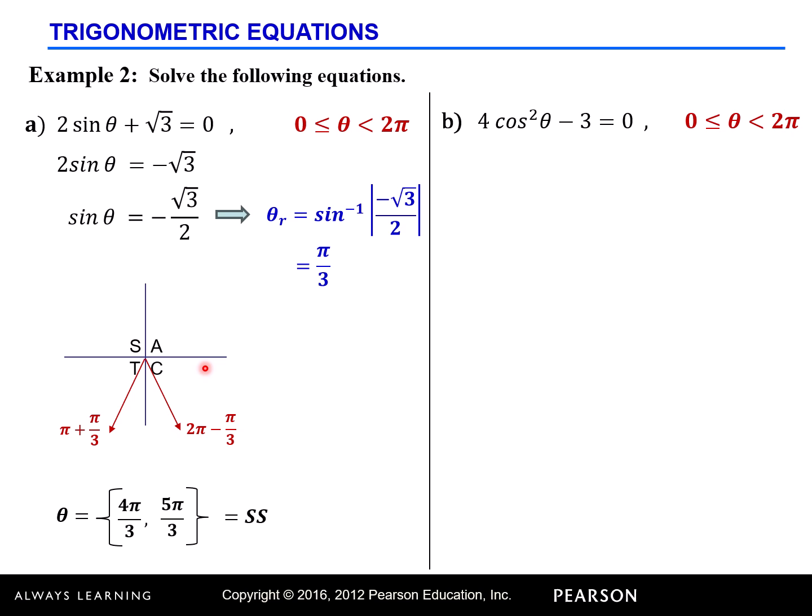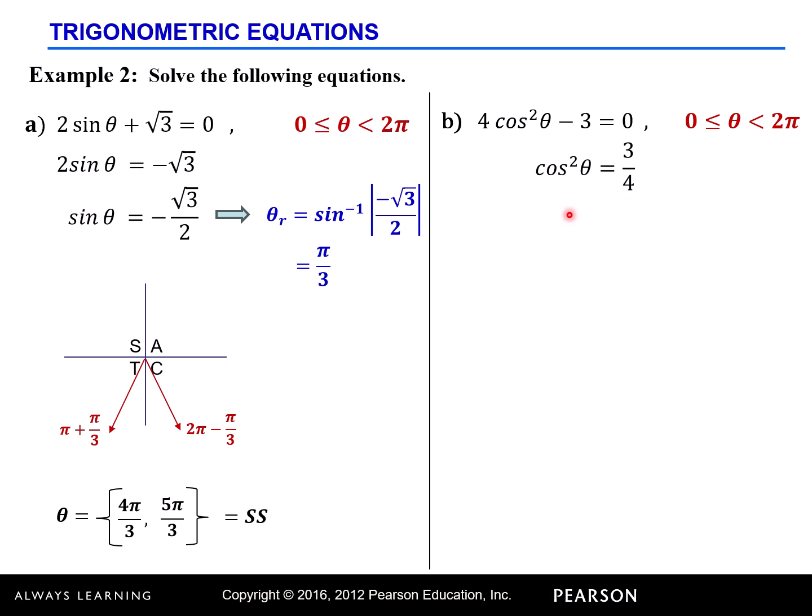For the next equation, we have 4 cosine squared theta minus 3 is equal to 0, wherein theta must be from 0 to 2 pi again, or in just one revolution. First, let us isolate cosine squared theta by moving negative 3 to the other side and dividing both sides by 4. It will give us cosine squared theta is equal to 3 over 4.